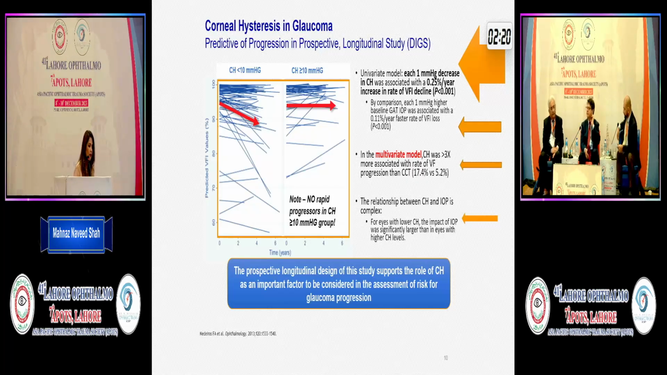And in fact, for every 1 millimeter decrease in corneal hysteresis, this was associated with a 0.25% risk per year of increase in visual field decline. The relationship between corneal hysteresis and IOP is complex, and it is also seen that patients who have lower corneal hysteresis will have a greater degree of damage.